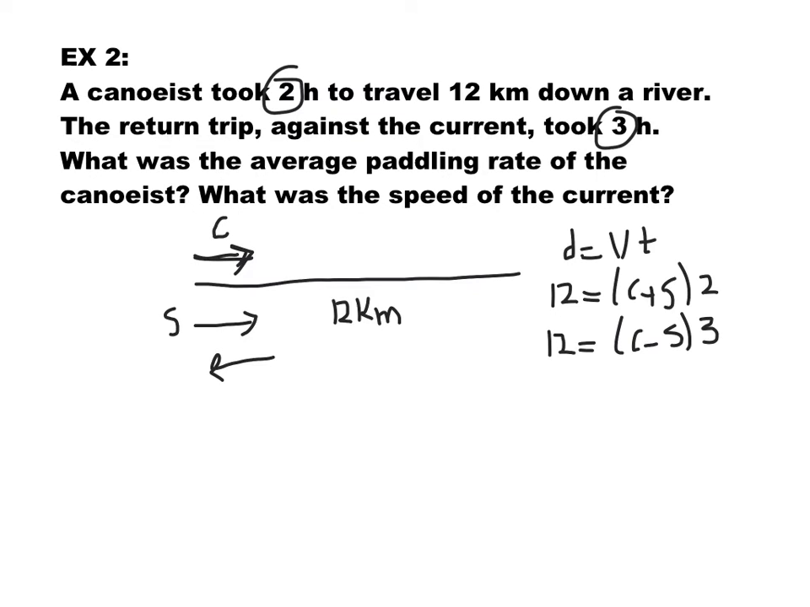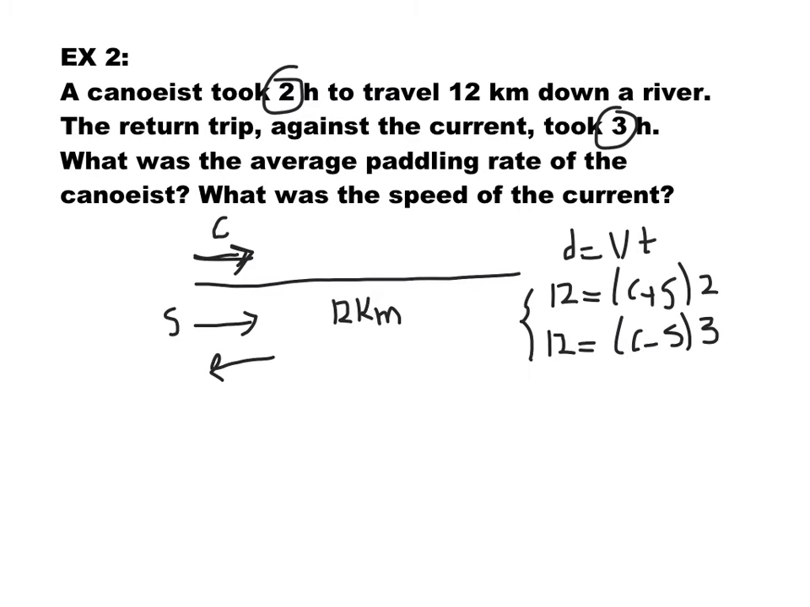Now, you may say, why not s minus c? If it was s minus c, then because the speed has to be positive, it means that the river is flowing faster than the canoeist. And this means that the canoeist can never return to its initial position. This means that the canoeist's speed has to be greater. So that's why I use c minus s.